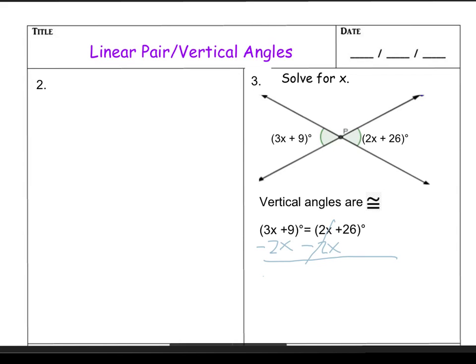I have 3x minus 2x, which gives me a single x, 1x, plus 9 is equal to 26. Okay, my next step, I'm going to subtract 9 from both sides. These cancel. Bring down what I have. I have x is equal to 17. Go ahead and box the answer. Go ahead and pause the video and make sure you copy this example on box 3.